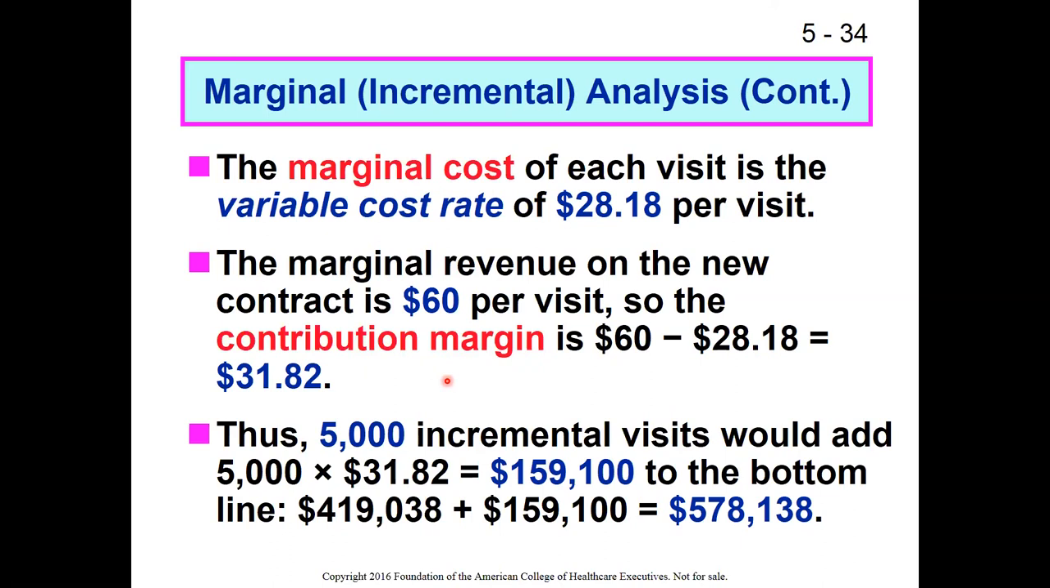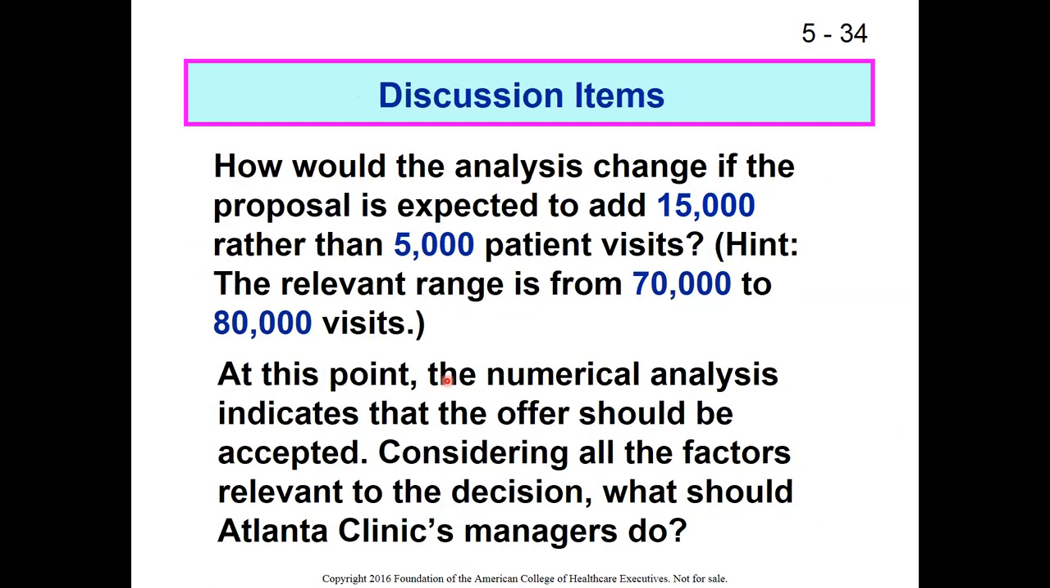And so you'd add $159,000 to the bottom line by adding those 5,000 additional visits. So how would this change if the proposal was expected to add 15,000 rather than 5,000? And here we're saying the relevant range is 80,000. Okay, so what does that mean? I'm letting you think about it.